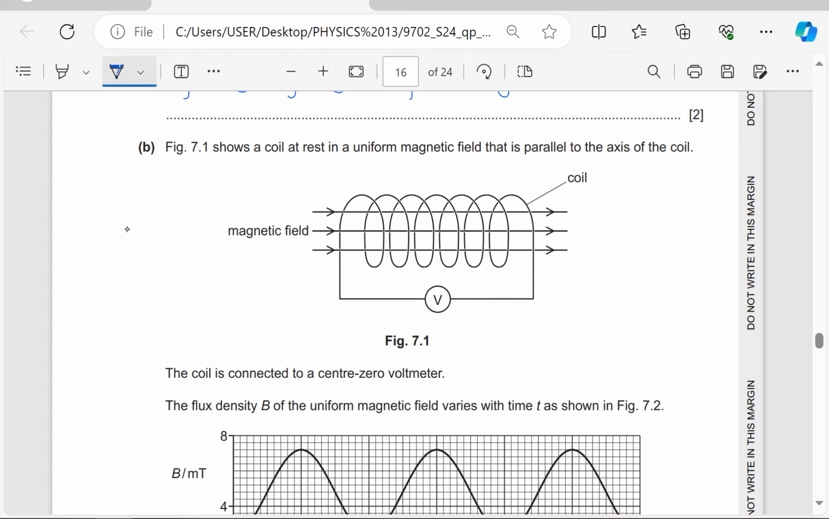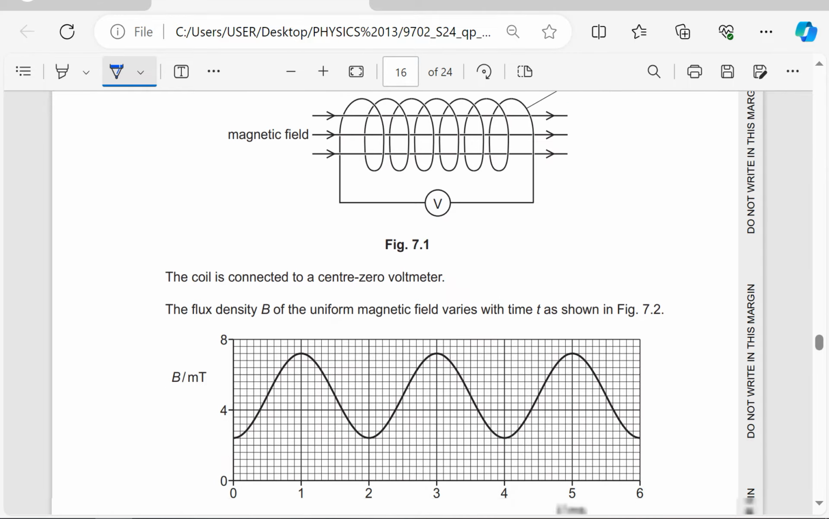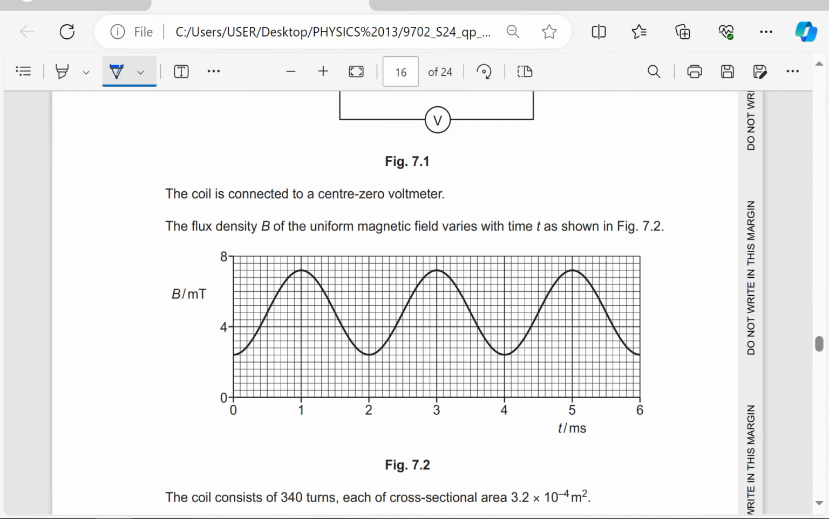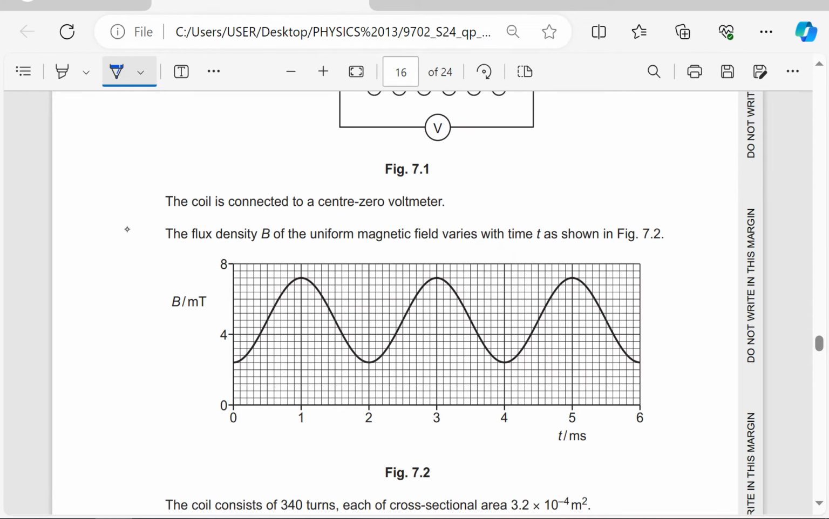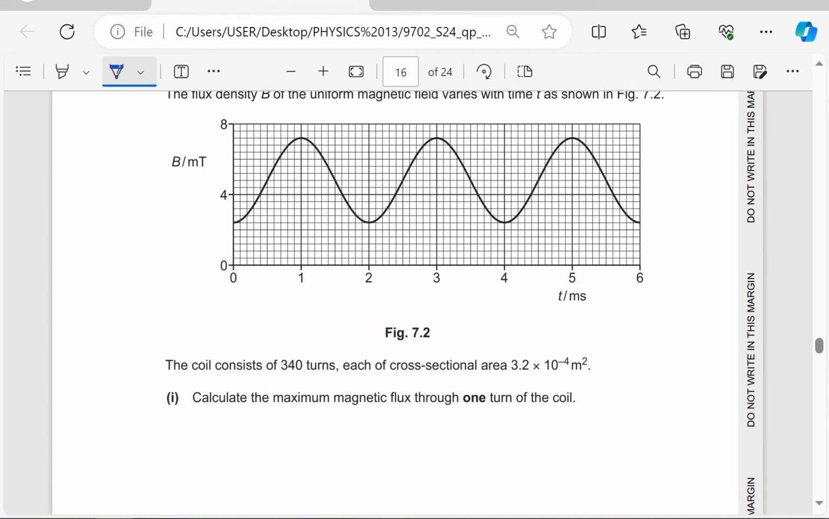The figure shows a coil at rest in a uniform magnetic field that is parallel to the axis of the coil. The coil is connected to a center zero voltmeter. The flux density B of the uniform magnetic field varies with time as shown. The coil consists of 400 and 340 turns, each of cross-section area 3.2 times 10 to the power of minus 4 meters squared. Calculate the maximum magnetic flux through one turn of the coil.